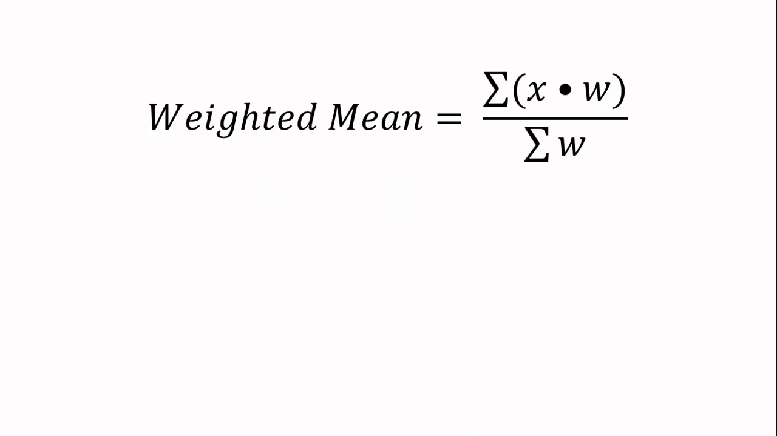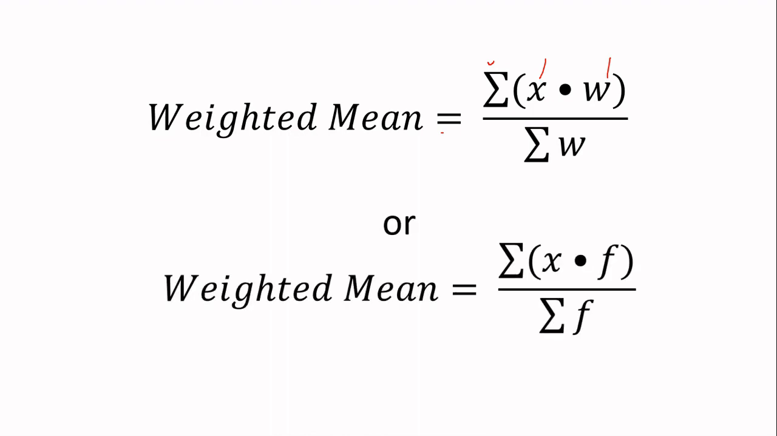Mao ni ang formula sa weighted mean. We have weighted mean equals the summation of x times w all over the summation of w. Your x here means this is the raw score, the w is the weight. Okay, or we can have this formula: weighted mean equals the summation of x times f all over the summation of f.